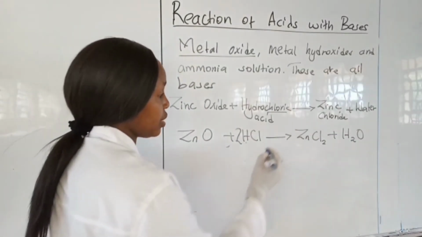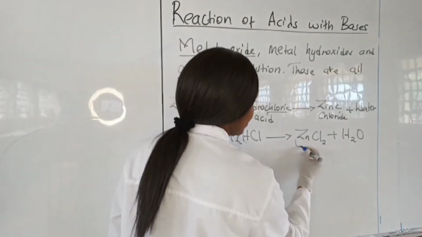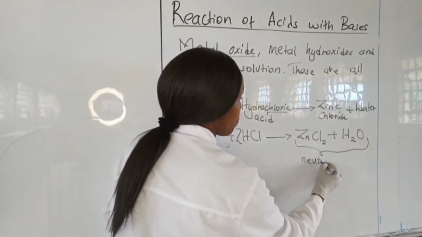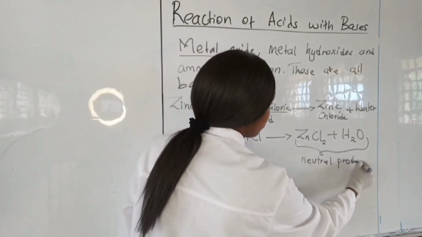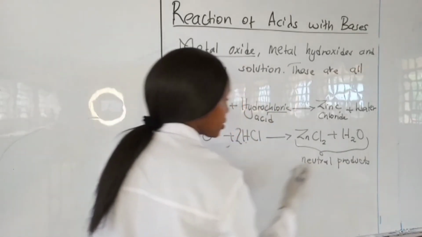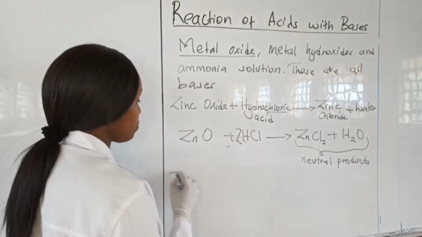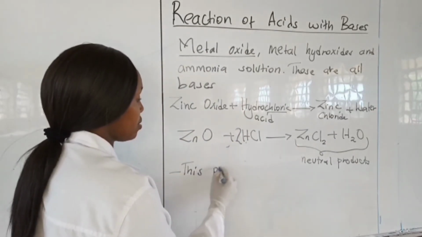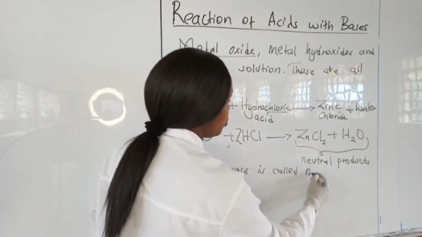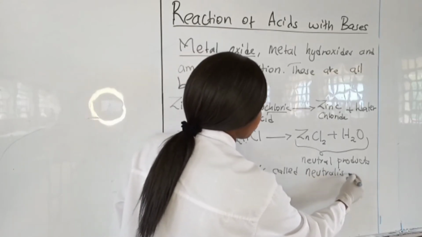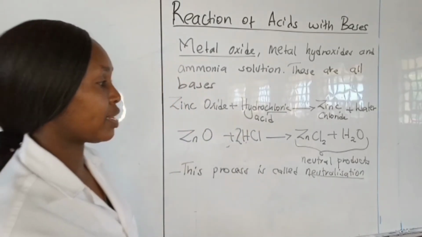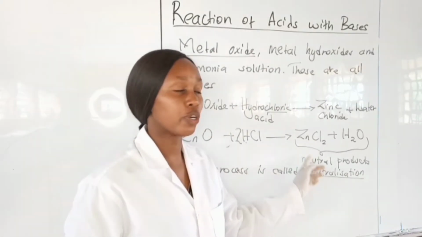Something to note is that the salt and the water are neutral products, meaning when we react a base and an acid, we get neutral products. For this reason, we call this process neutralization, because we are neutralizing the base by reacting it with an acid, and you end up forming neutral products.